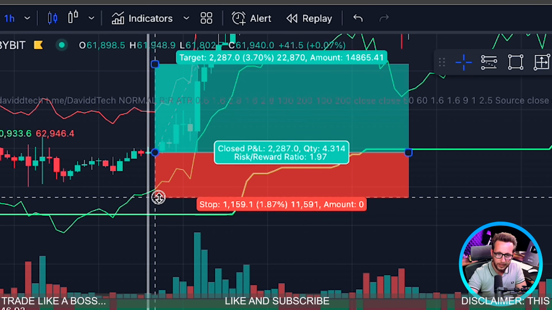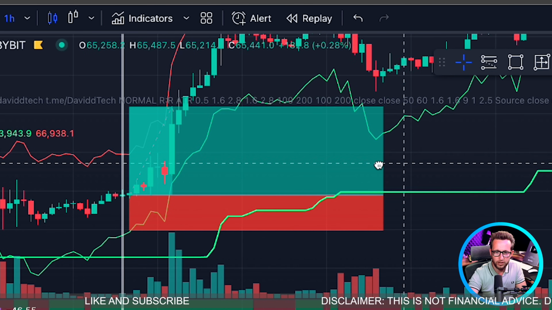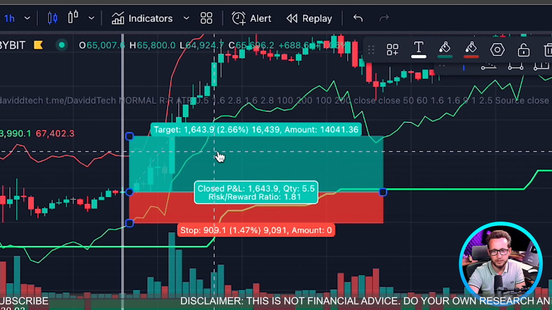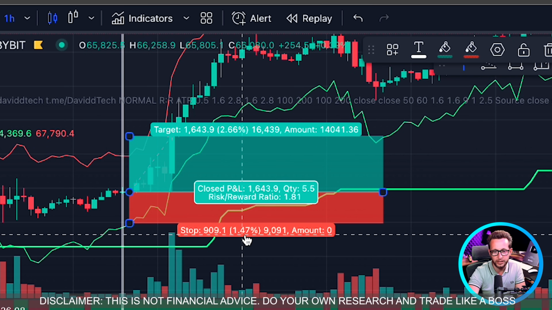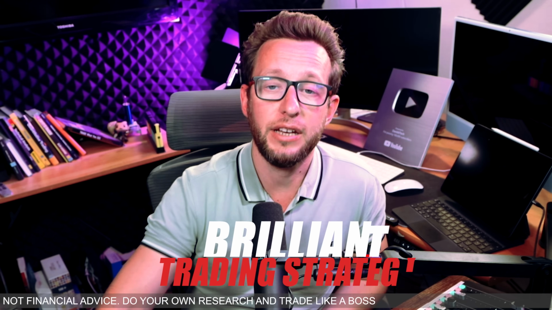Right, okay, we're going to set the stop loss to the ATR bands. And we're looking for a risk to reward of 1.8. Boom! As you can see, we would have taken 2.66% out of the market. Our stop loss would have been 1.47, and that was a successful trade. Looks absolutely brilliant as a trading strategy.